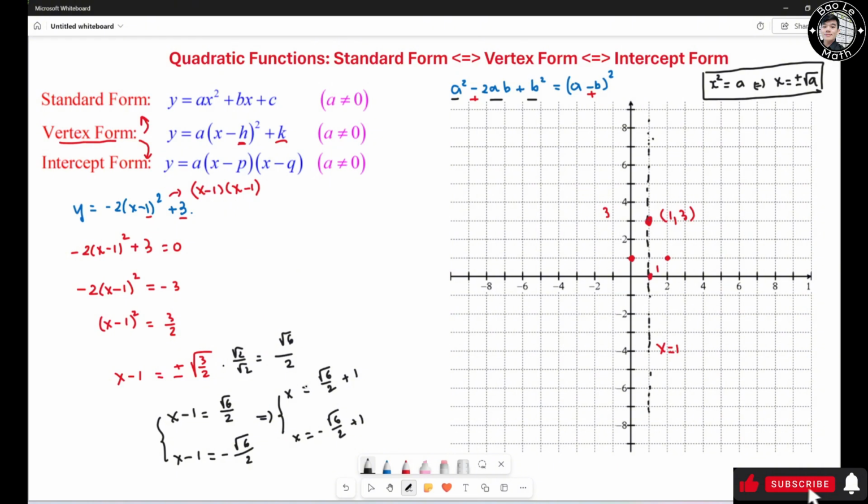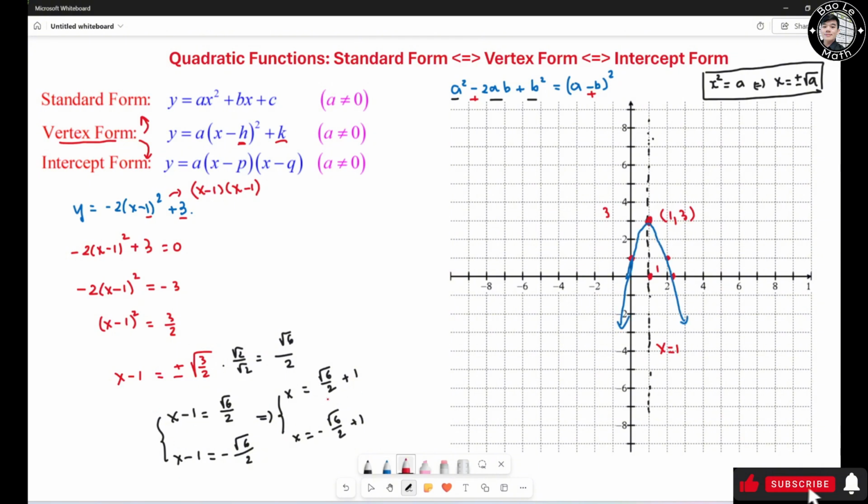Alright. Now, root 6 is approximately 2.45, and when you divide by 2, it should be about 1.22. Plus 1 is going to be 2.22, right? So it's going to be somewhere right here. And then you know that if you have a point on the parabola, you should have the symmetrical point, right? So the symmetrical point should be somewhere right here. Now we just connect them.